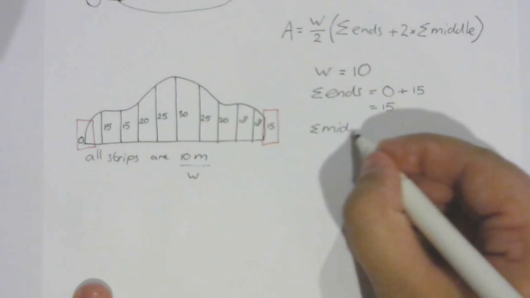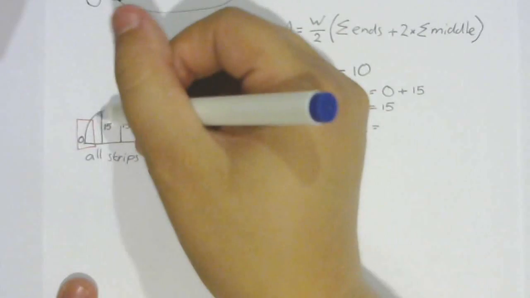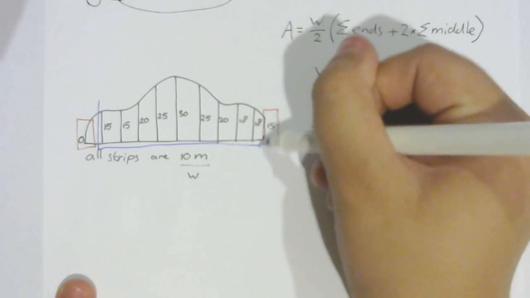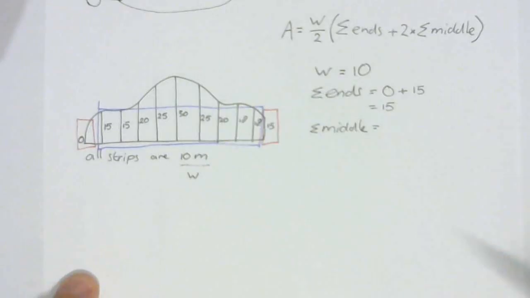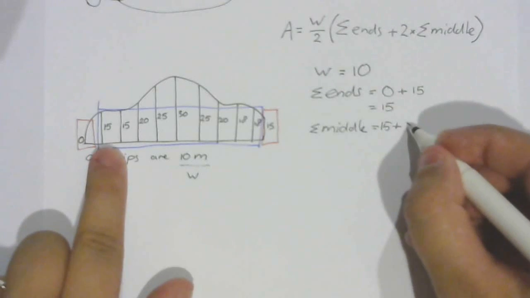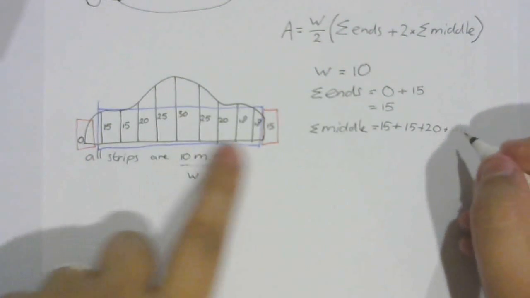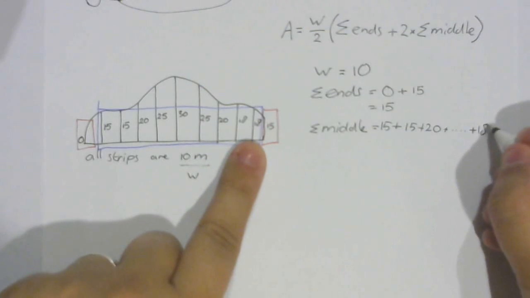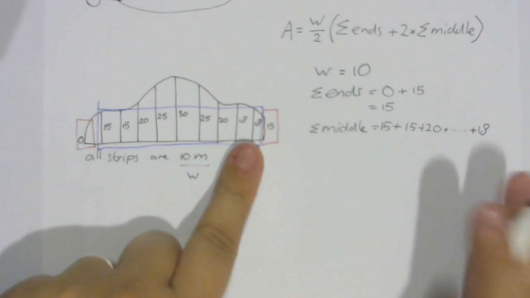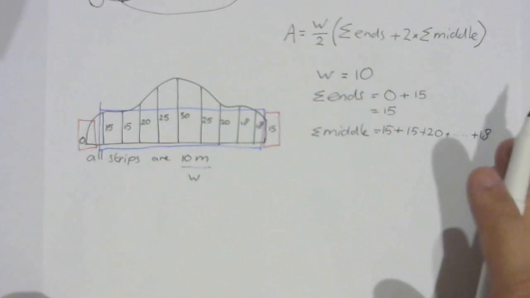Sum of the middle is the sum of all of the inner lengths. So it's all of these numbers added up together. All of those. So it's going to be 15 plus 15 plus 20 plus all the way up to the end, which is 18. And we do not include 0 or 15, those end lengths. We do not include them.